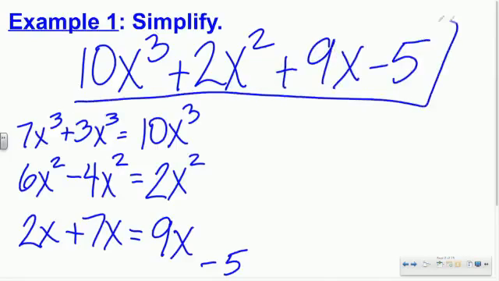That is what we get when we add those two polynomials together. And then you can double check, and we do have it in standard form. Our exponents are going from largest to smallest, in descending order. Okay? Ready to try another one? Let's do it.